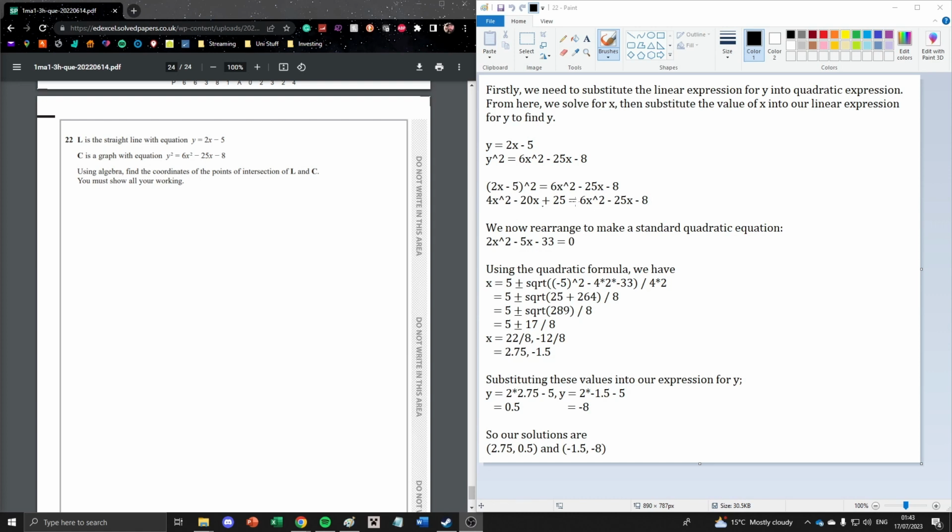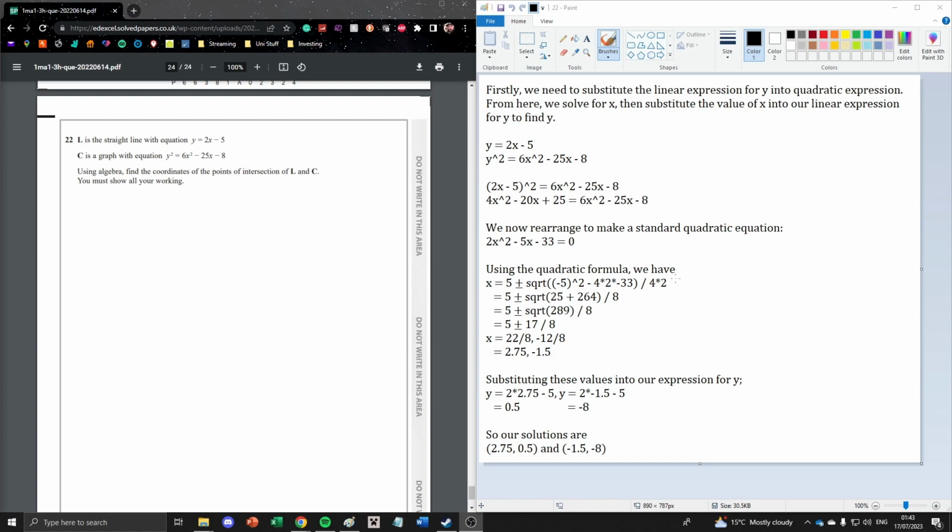Then we're going to rearrange this equation to make a standard quadratic equation. So we're going to subtract 4x squared from both sides, add 20x to both sides, and subtract 25 from both sides, which leaves us with 2x squared minus 5x minus 33 equals 0.